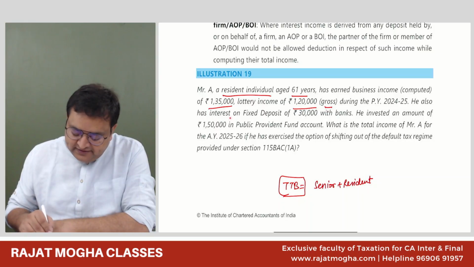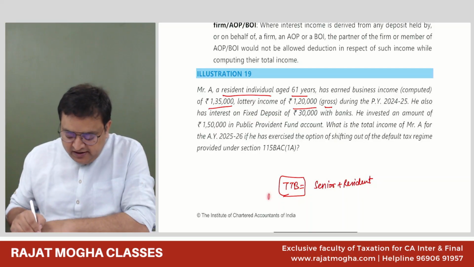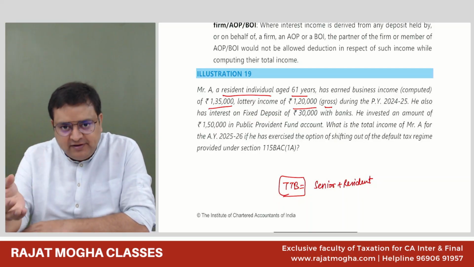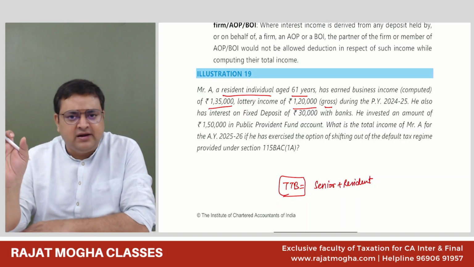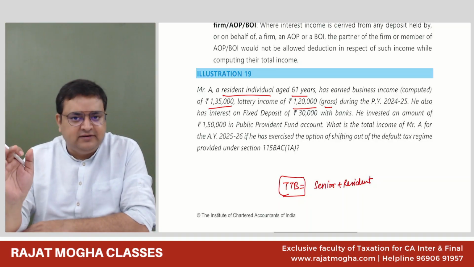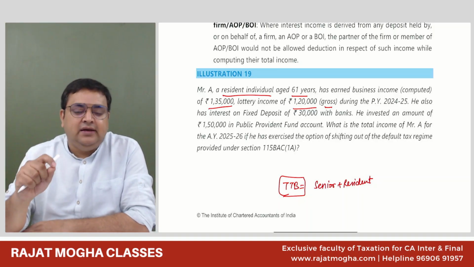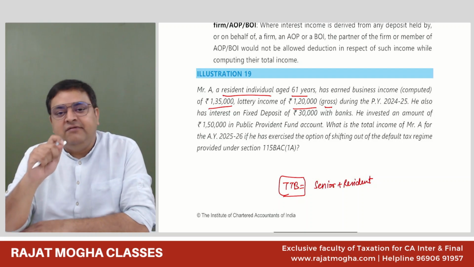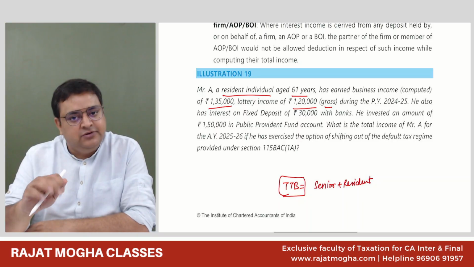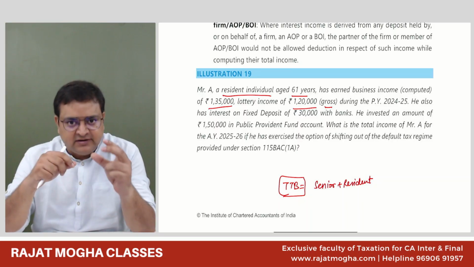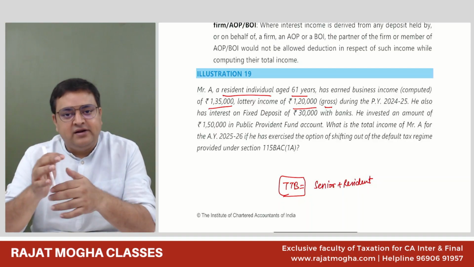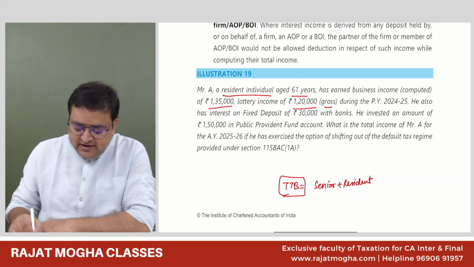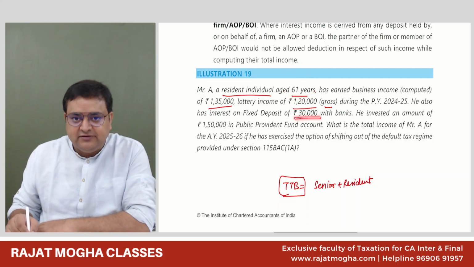He has a fixed deposit interest of 30,000 with the bank. Guys, in 80TTB, all kinds of deposits are allowed, whether it is your savings account deposit, fixed deposit, or recurring deposit. Any bank deposits, post office, cooperative bank, or other banks are all allowed. But in TTA, all deposits are not allowed, only savings bank account deposits. So TTA is a restricted section, and TTB is a broader section. This guy would be taking TTB, so he can get this deduction.